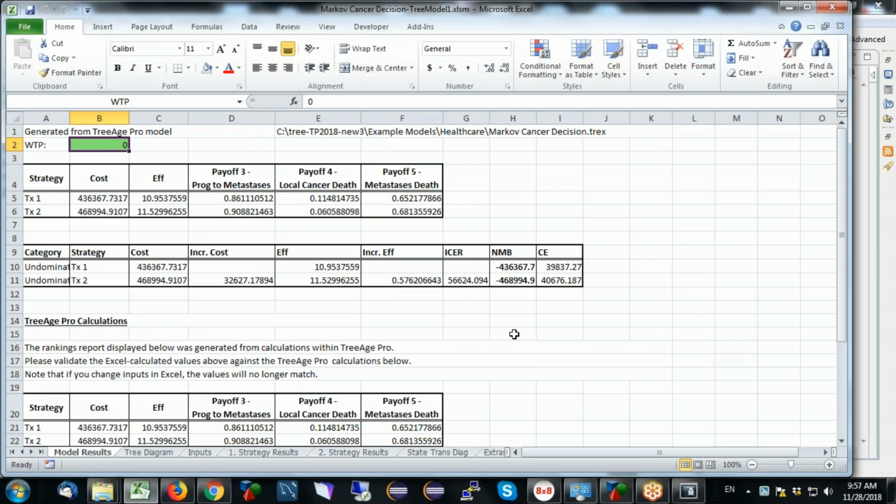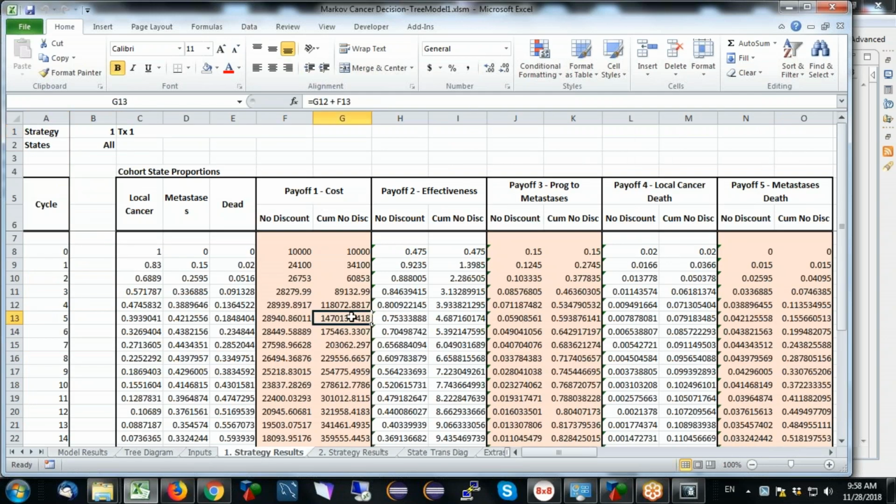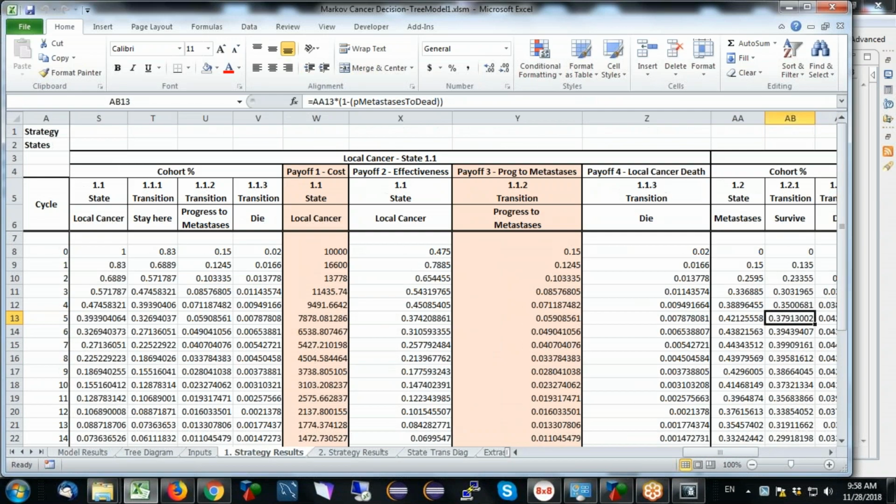And if I really wanted to look at some of the details, this 56.624K ICER is the same ICER from before, and it has its own inputs, and I could change them, and the ICER would change. But from a transparency perspective, I can look at treatment one, and I can see the formulas that did the work in TreeAge Pro also in Excel, and here they are.